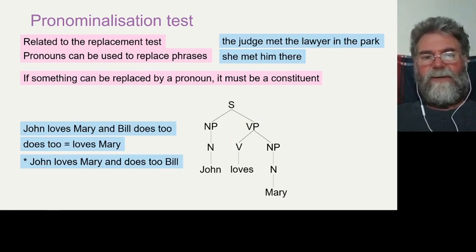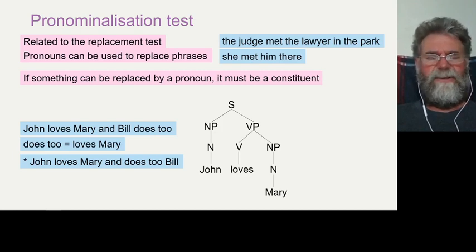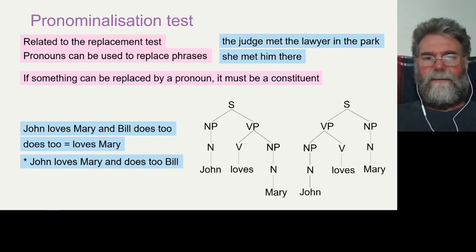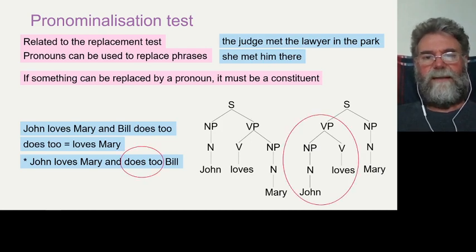That in itself can be shown by the fact that you can't do the same thing with the verb plus the subject. You can't replace that with some sort of pronoun-like element and get something like "John loves Mary and does too Bill," meaning that John loves Bill as well as Mary. Clearly that doesn't work. So then we've got an argument against the structure that says the subject and the verb go together to form the verb phrase, because clearly you can't pronominalize the subject plus the verb.